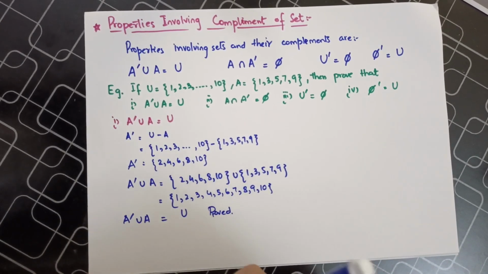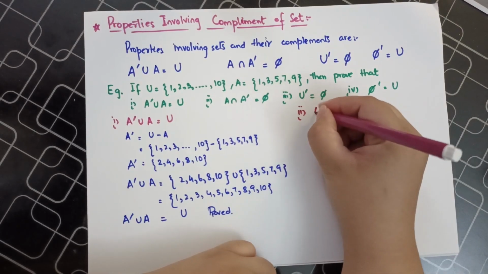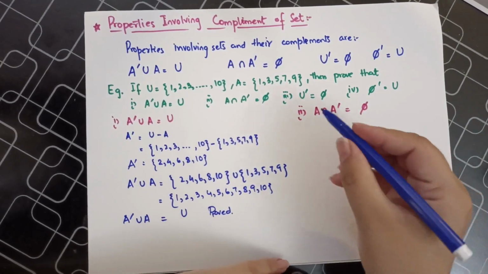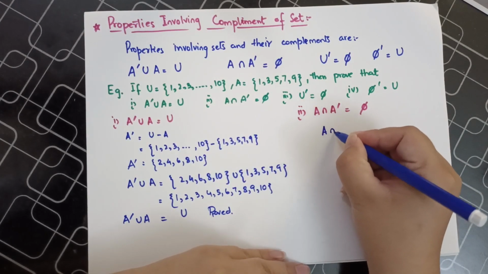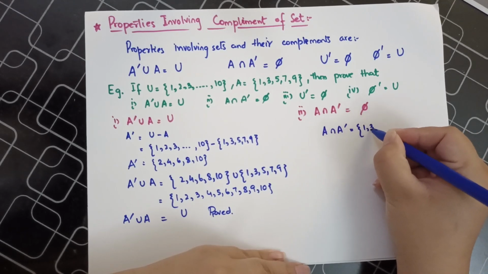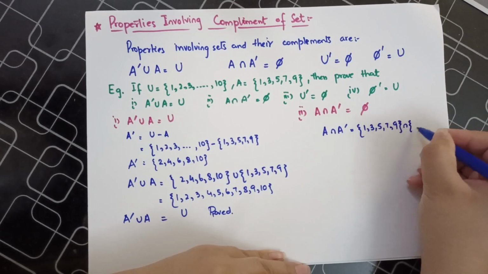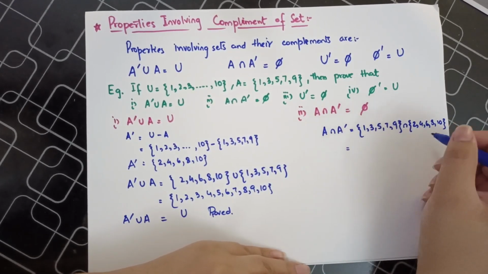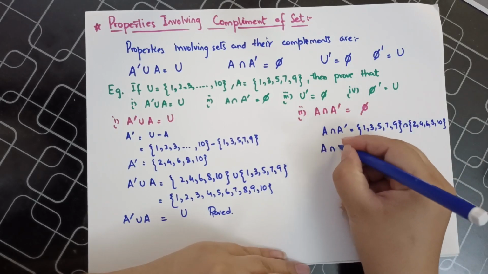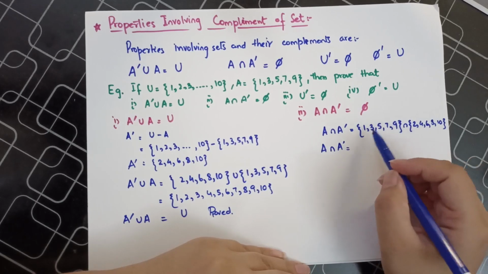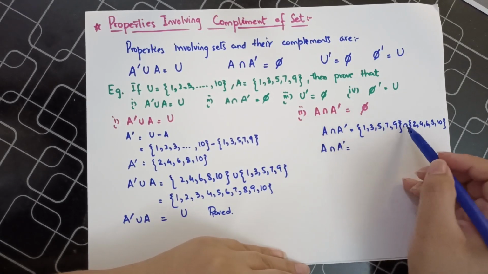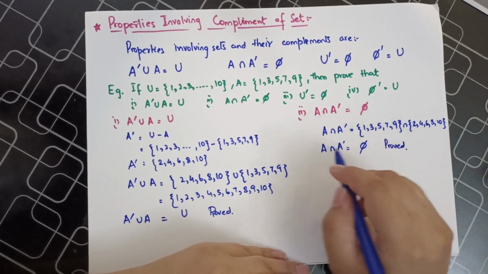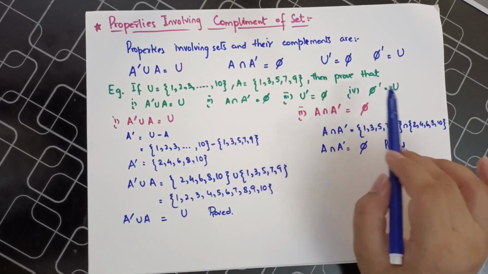Now, let's have a look at the other property, which is A intersection A complement is equal to phi. Here we have already calculated the complement, so we don't have to calculate it again. A intersection A complement is equal to 1, 3, 5, 7, 9 intersection the complement, which is 2, 4, 6, 8, 10, right? Do you see any common element between these two sets? 1, 3, 5, 7, 9 is in set A and the complement is 2, 4, 6, 8, 10. There is no common element between them. So, the result will be phi, right? So, it is also proved that this holds true. Now, for the next one, I have to move to another page.